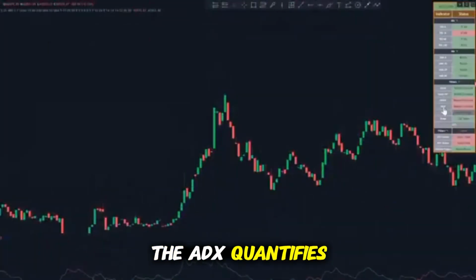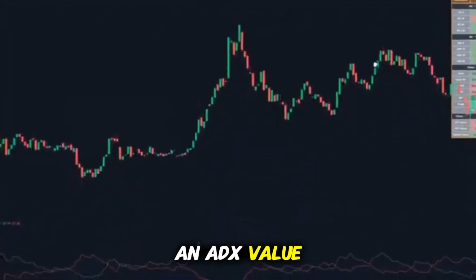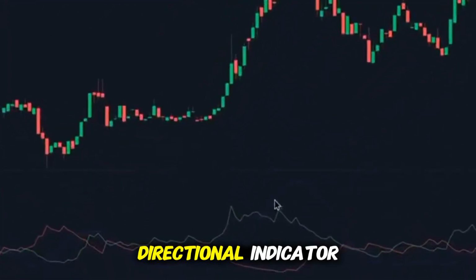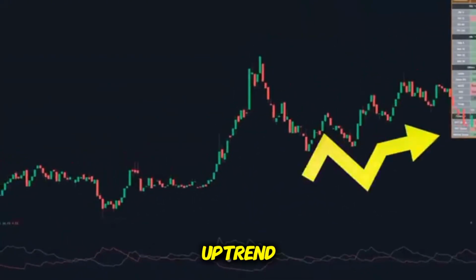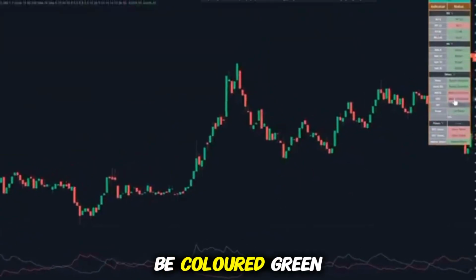The ADX quantifies the trend strength. An ADX value of over 20 with a positive directional indicator above the negative directional indicator suggests a strong uptrend, which means this cell is going to be colored green, and the opposite would suggest a downtrend.